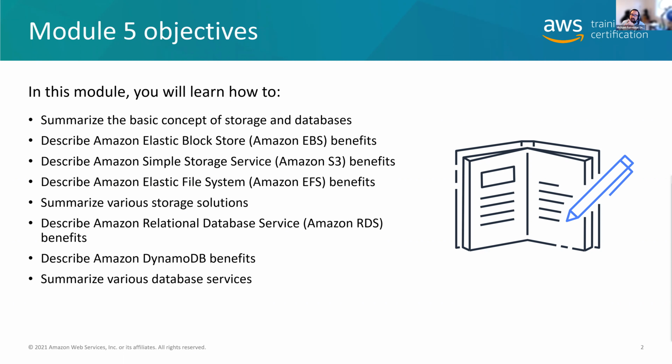And then we're going to talk about two of the database services, the big ones basically, which is the RDS service, which is Relational Database Service, and then DynamoDB, which is Amazon's big flagship NoSQL service.